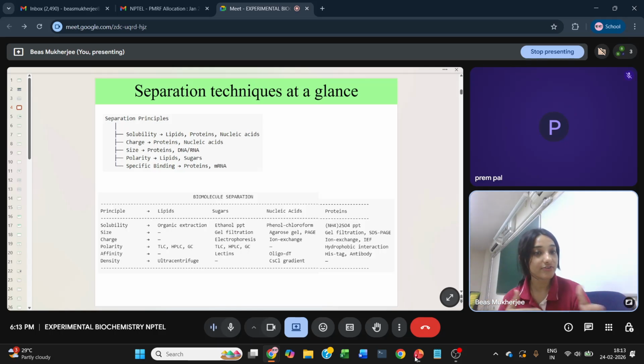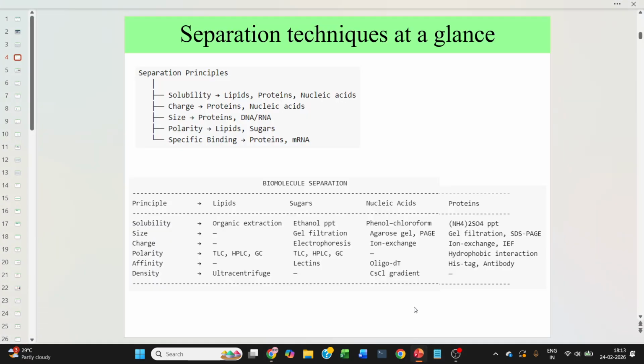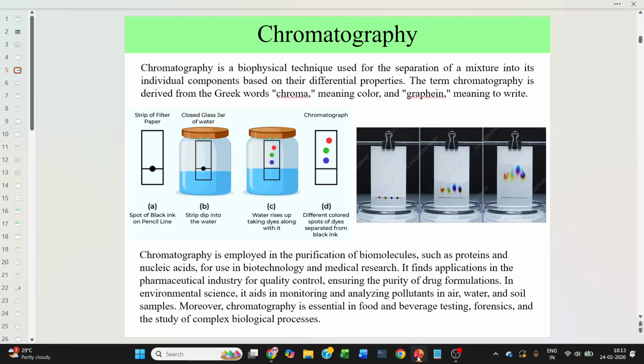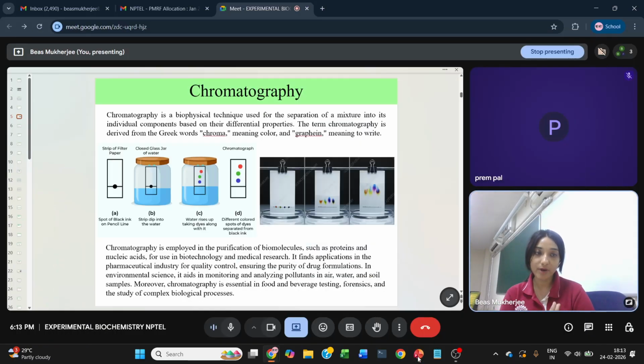So the different kinds of techniques that are used for different kinds of biomolecules for their solubility, size, charge, polarity, affinity and density based separation. Okay, so you can go through all of these. Now we have discussed this in the previous slide, so I'm not repeating this, and it is just for you to remember things. Okay, so now we will start with chromatography.